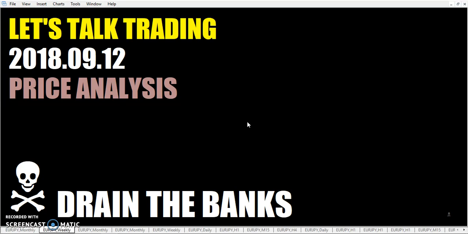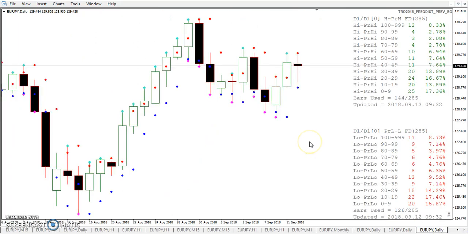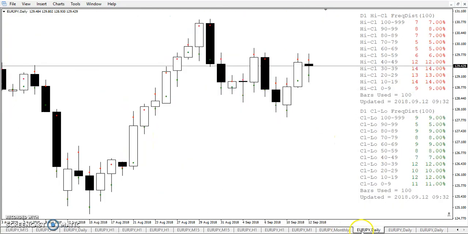Yeah, I switched over to the euro yen because we saw the range of the dollar yen has narrowed. So what I did, I've been mentioning this for a while, is I've loaded up some of my frequency distribution charts for you to see. So, high minus close and close minus low. This is what we use for the rat zone.